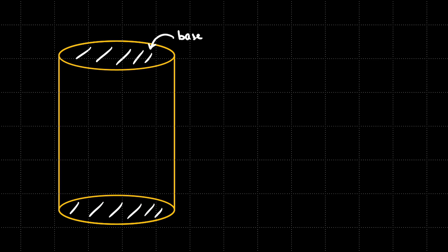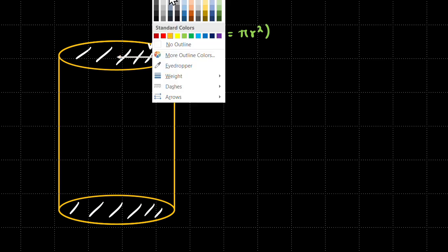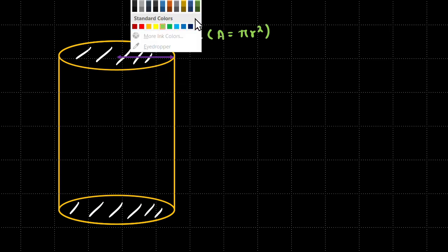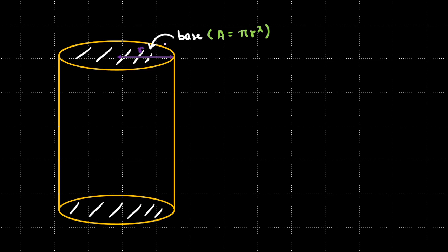So I'm going to represent the base with A. Area of any one of the bases will be A, and the formula will be pi r squared, where r is the radius. So radius will be about this distance. Let's change the color. Let's make it purple. I think purple will look good. So this is the radius.